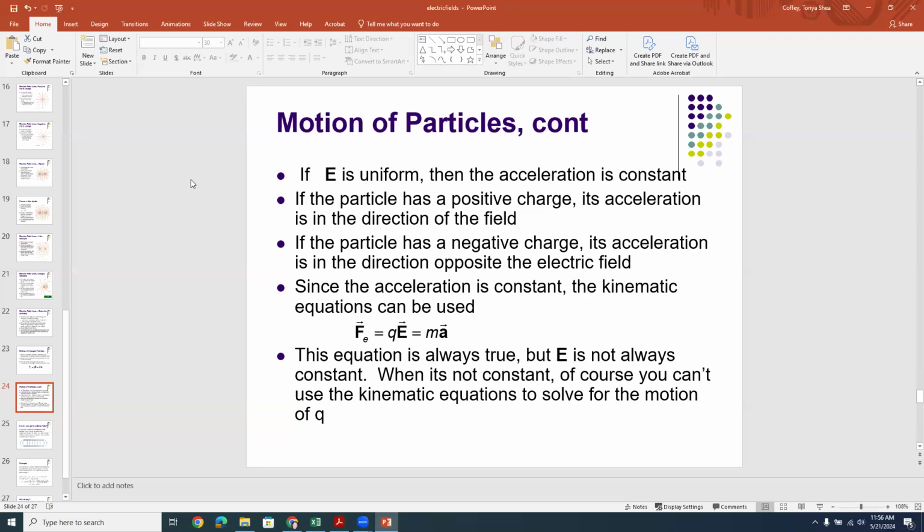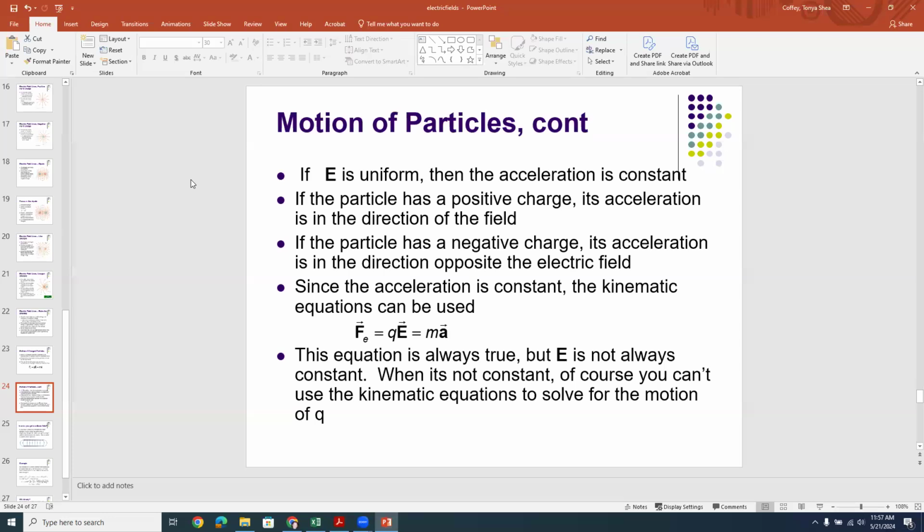Now, if the particle has a positive charge, then the acceleration is in the direction of the field. Why? Because mass is never negative. If the particle has a negative charge, then its acceleration is in the opposite direction to the field. Remember that that's because positive charges go in the direction that the electric field points, but negative charges want to go opposite, or upstream, to the electric field, okay?